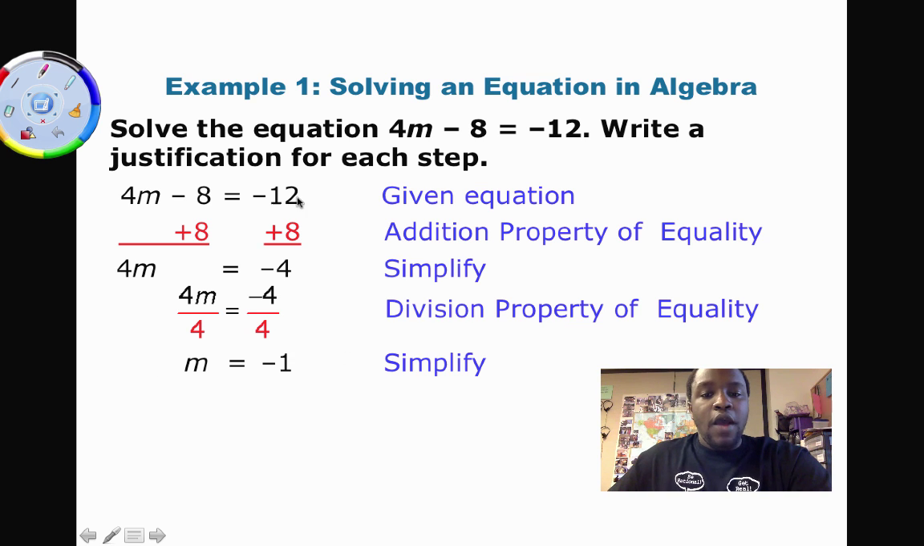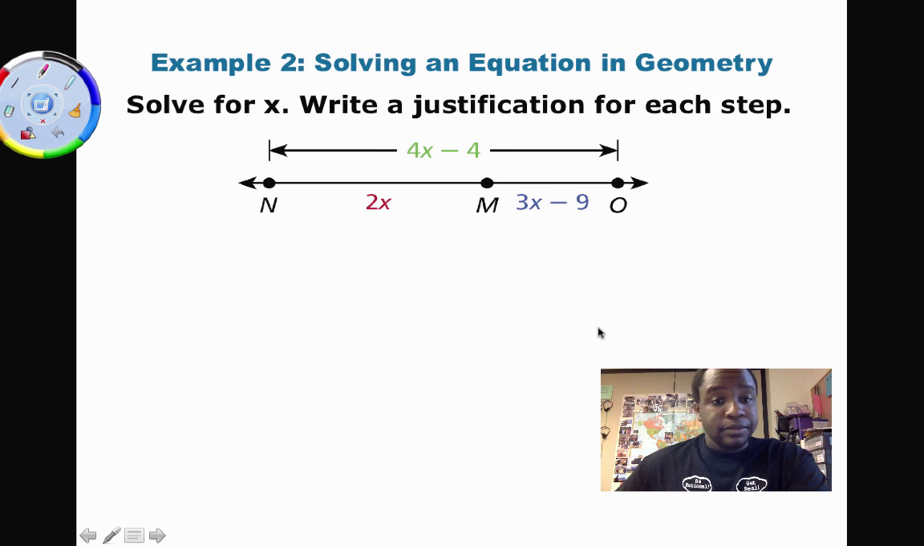So we've shown each step of the process. We've shown how we got there. So the difference now is that we're giving reasons for each of these, using the properties of equality. Now, let's take one where we are solving an equation in geometry. So solve for x and write a justification for each step.